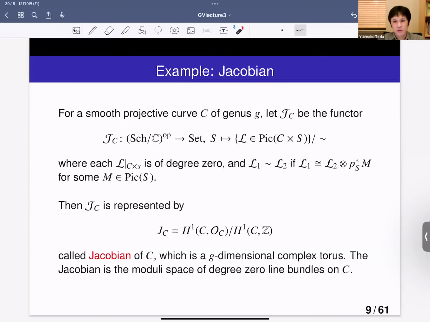And for some reason, which I will explain later, I have to put this equivalence relation, that L1 and L2 are equivalent if they are isomorphic up to some tensor of a line bundle over the base of the family. So then this functor is known to be representable, and the scheme which represents this functor is called the Jacobian of the curve C. In fact, this is explicitly described as a complex torus.